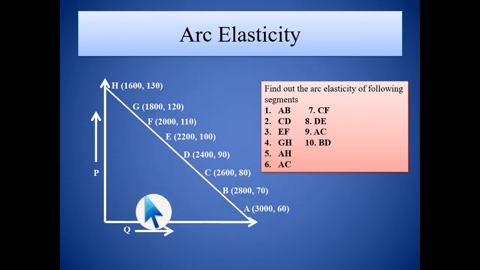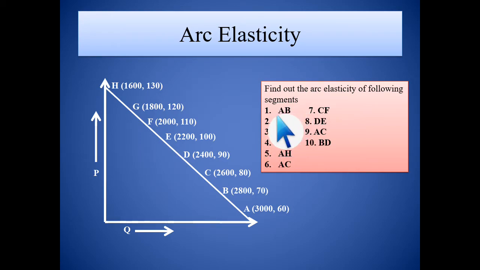Before that, see, it is a graph, it is a straight line, and on the straight line different points are there. So find out the arc elasticity of the following segments, that is A, B, C, D, E, F, G, H, A, H, A, C, C, F, D, E, A, C and B, D. I have told you arc elasticity is always found between 2 points. So between A, B, between C, D, between E, F.